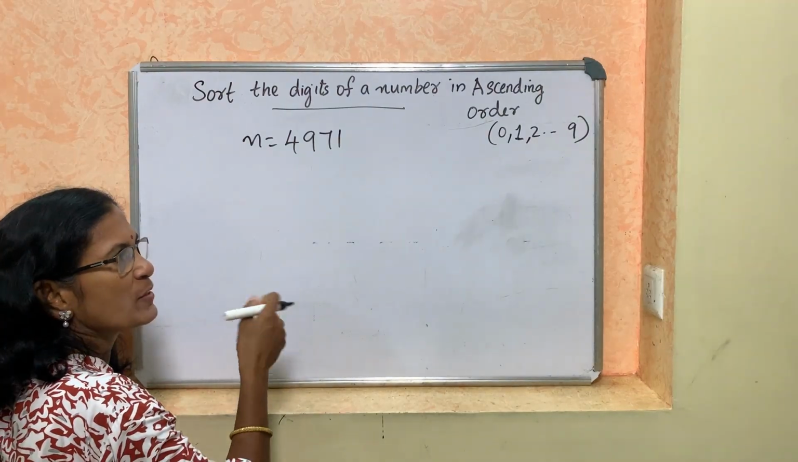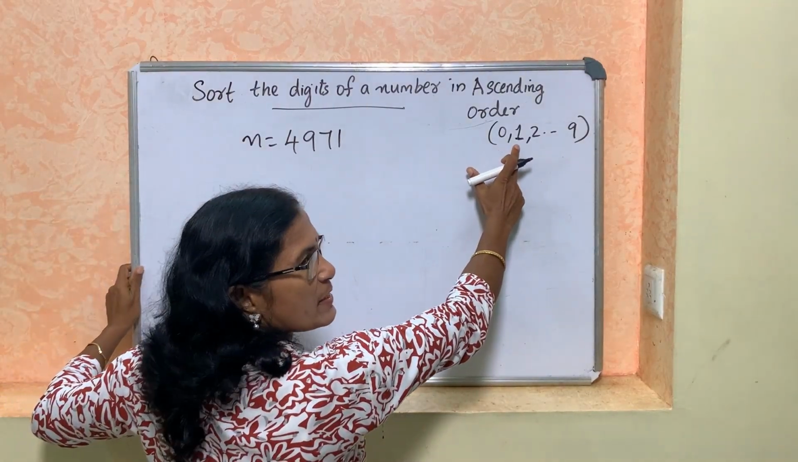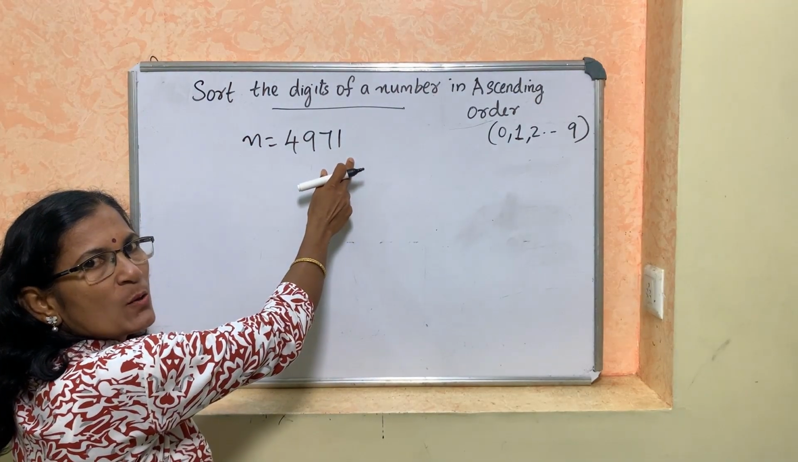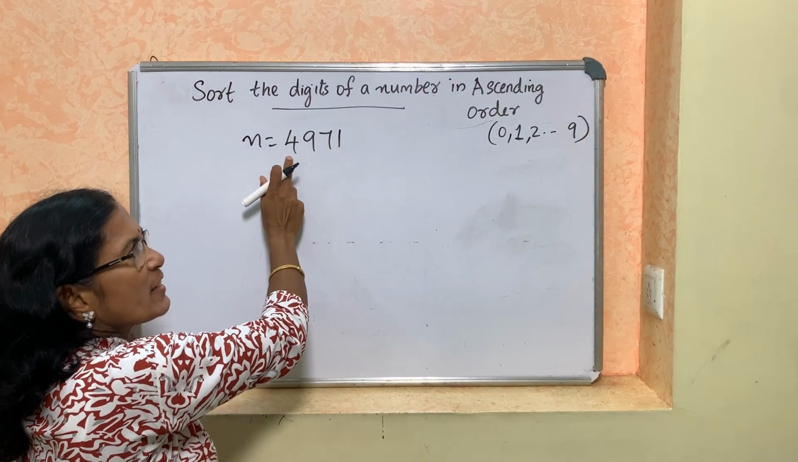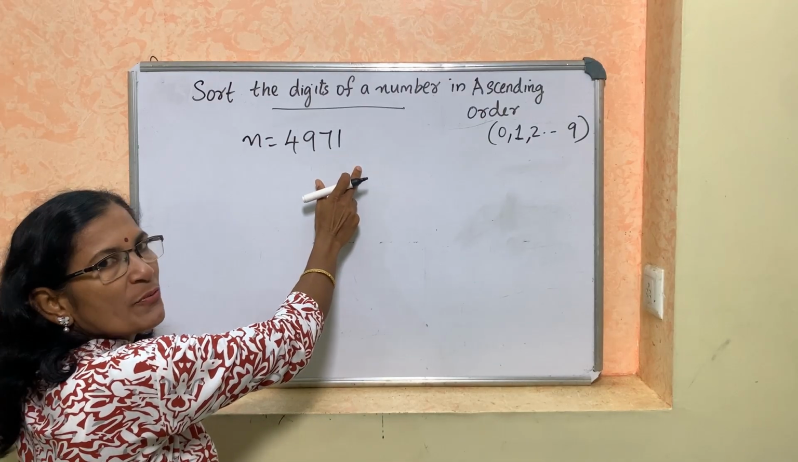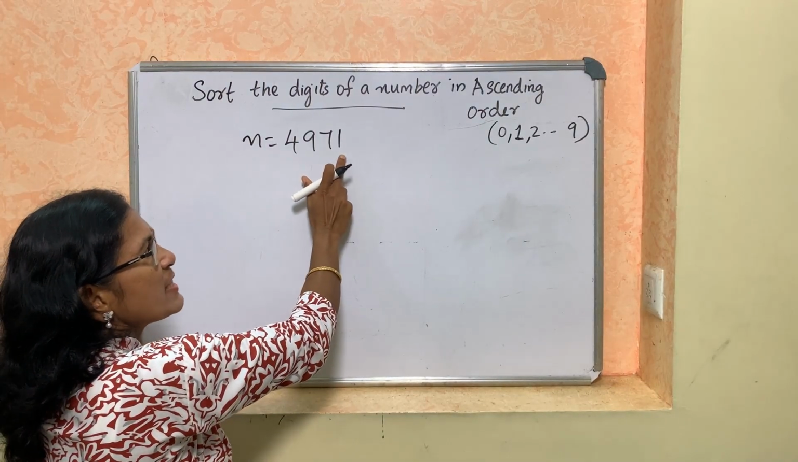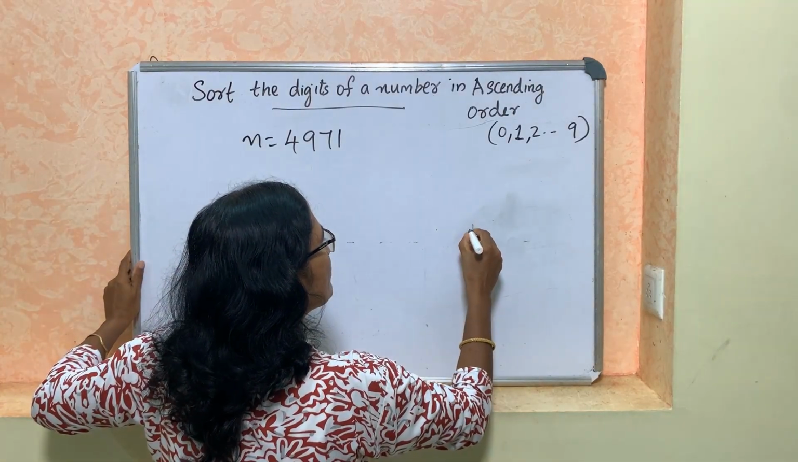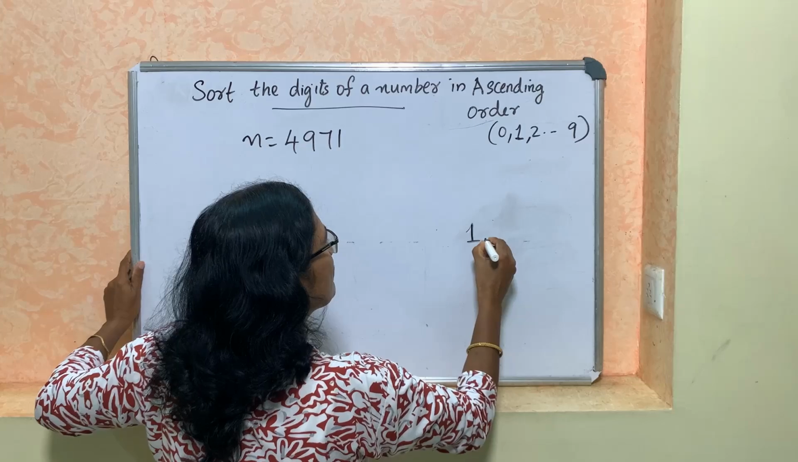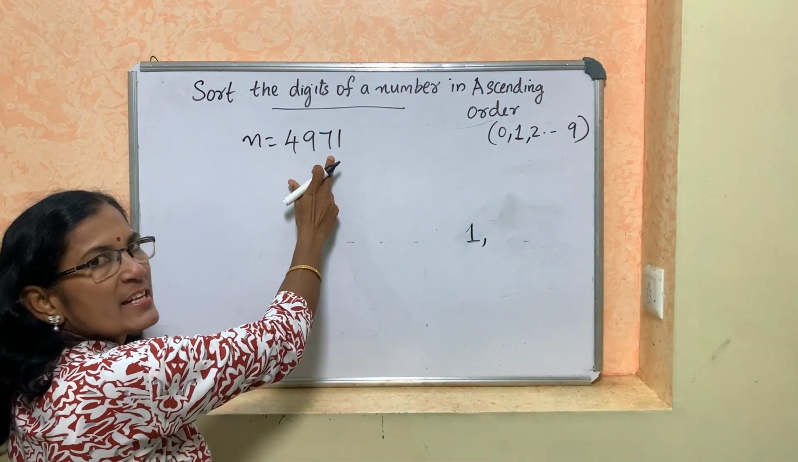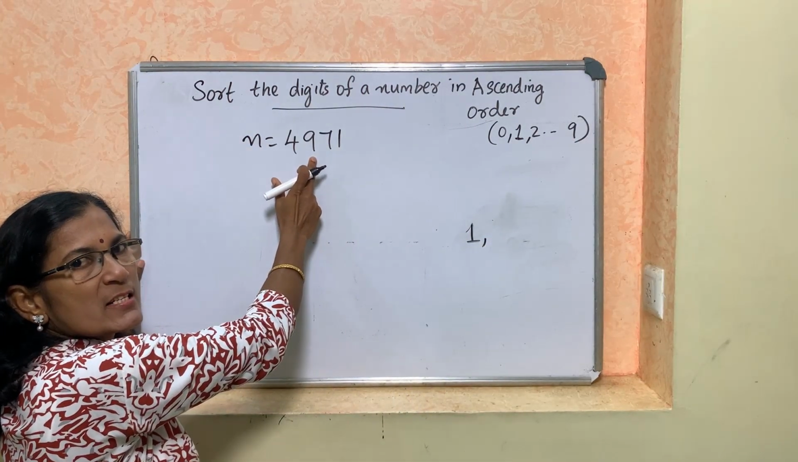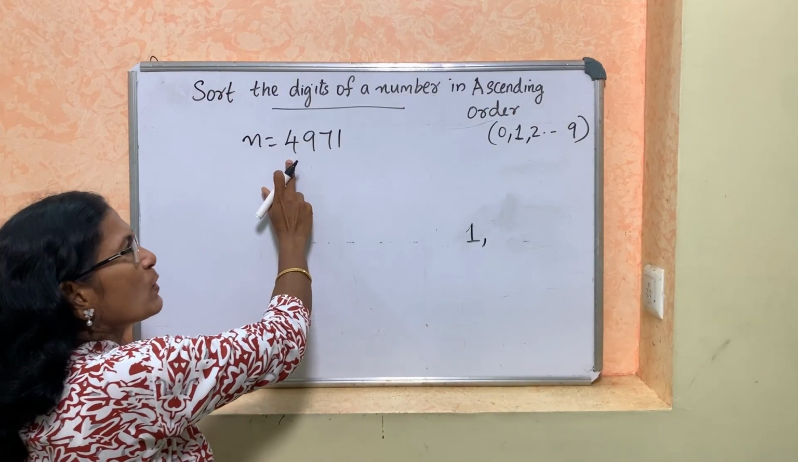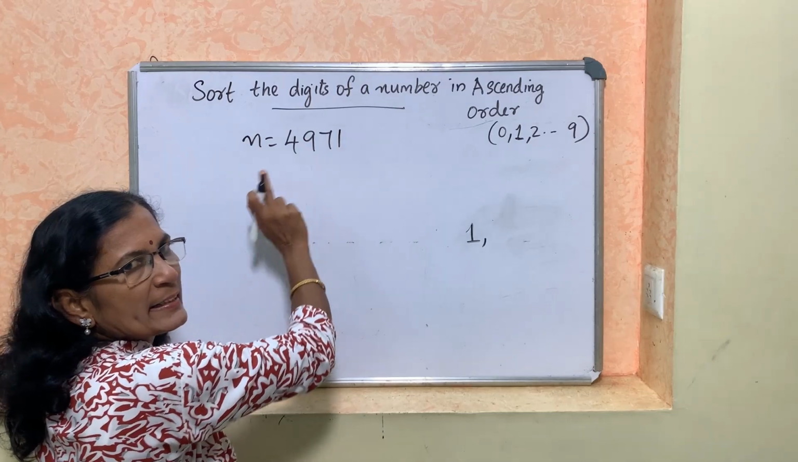The next higher digit of the decimal number system is 1. Now we have to search for 1 in the given number. Let us take out the digits one by one and check whether there are any occurrences of 1. The last digit of the number is 1, so let us write that 1. The second digit from the last is not 1. The third digit from the last is also not 1, and the first digit is also not 1. You cannot find any more occurrence of the digit 1 in the given number.